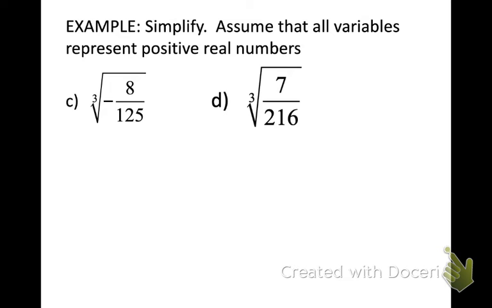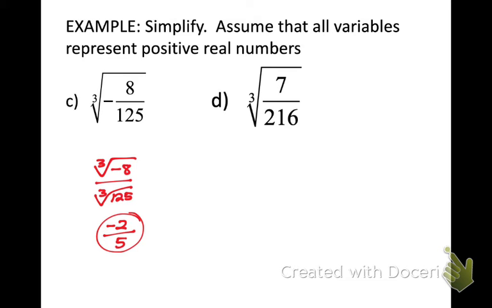Cube roots. Let's see if we remember our cube roots. Now remember, we can have a cube root with a negative radicand. So I'm going to make it the cube root of negative 8 over the cube root of 125. Well, the cube root of negative 8 is negative 2. The cube root of 125 is 5. If you did not know that, you could use your calculator and type in the cube root of 125.